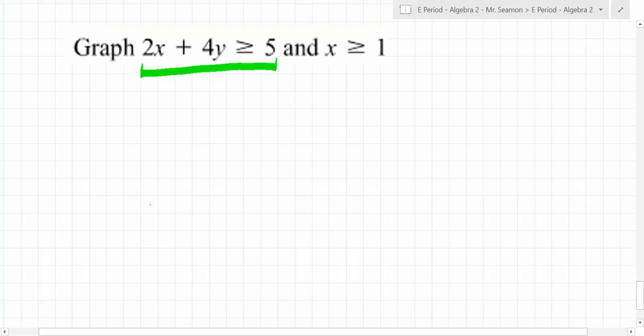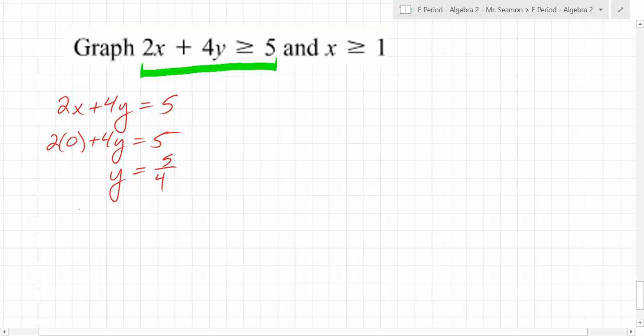The intercepts. When x is 0 on this one, how would you do the algebra? You're solving for the intercepts of 2x plus 4y equals 5. So when x is 0, you end up with 4y equals 5. What does y equal, Zoya? 5 over 4. So what's our y-intercept? 0, comma, 5 over 4.